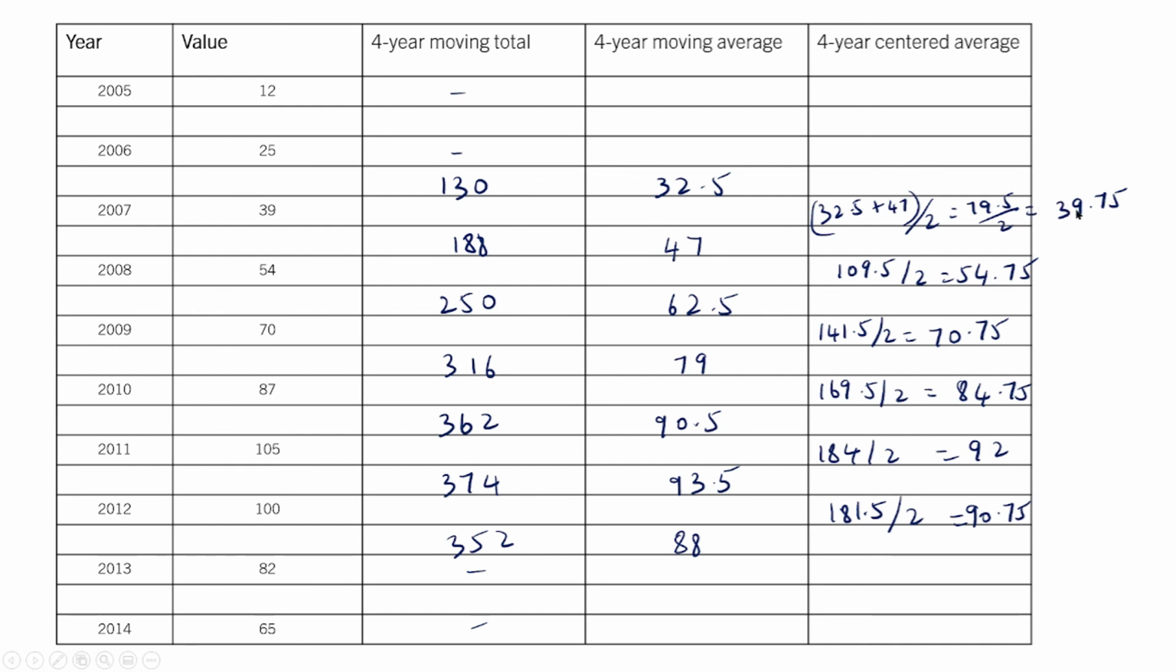So if we have this 4-year centered average, we have it along the years. After 2 years, we have it along 2009. So the trend value for 2007 is 39.75, for 2008 it is 54.75, and so on. So this is the reason why we calculate the 4-year centered average.